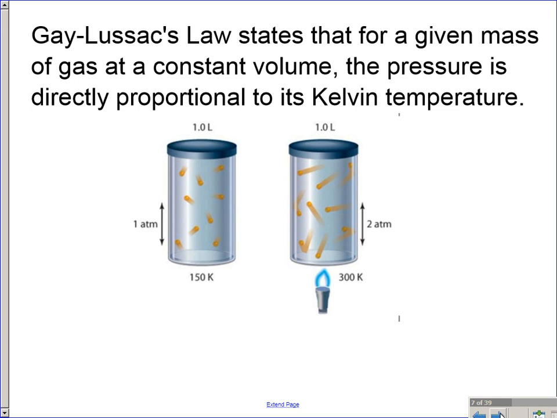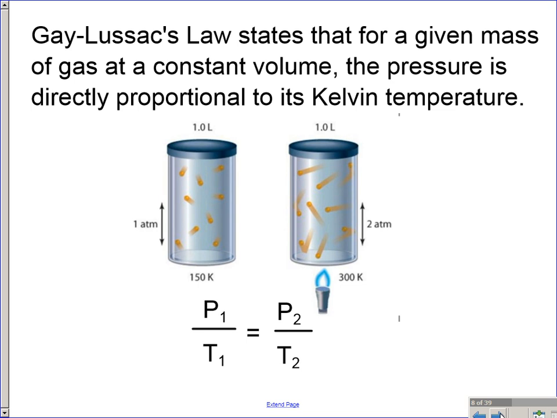So here we have two containers of a gas that are both 1 liter, so same volume. The one on the left is at 150 Kelvin, and our pressure is 1 atmosphere. The one on the right is heated to 300 Kelvin, which is double the temperature, so therefore our pressure also doubled, now to be 2 atmospheres. Our formula for this is P1 divided by T1 is equal to P2 divided by T2. And yet again, those temperatures are in Kelvin.